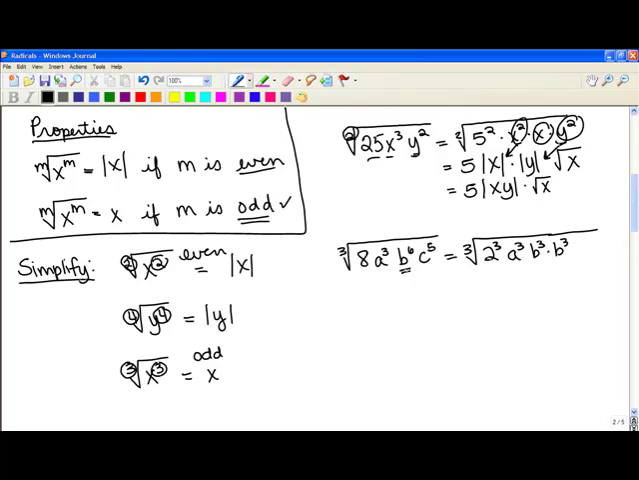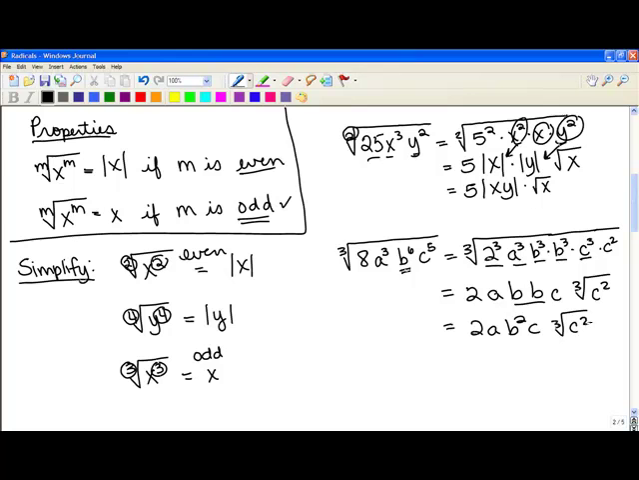And then c to the fifth can be broken up into c cubed, and then we'd have c squared left over. So we'll take out these powers of 3. The first term will give us 2. The next term will give us a. The next term is b, and another b here. And then we'll have a c. And then underneath this cube root stays c squared. Now combining these like terms, we have 2ab squared c times the cube root of c squared.